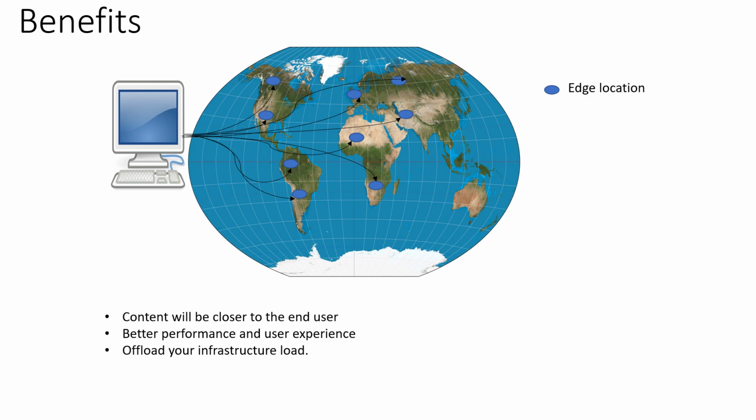So what are the benefits of CDN? If you look at the holistic view of CDN, all the service providers have CDNs spread across geographical locations. This in turn means the content will be closer to the end user, and this will automatically give better performance and user experience. In addition to that, it also offloads your infrastructure load.